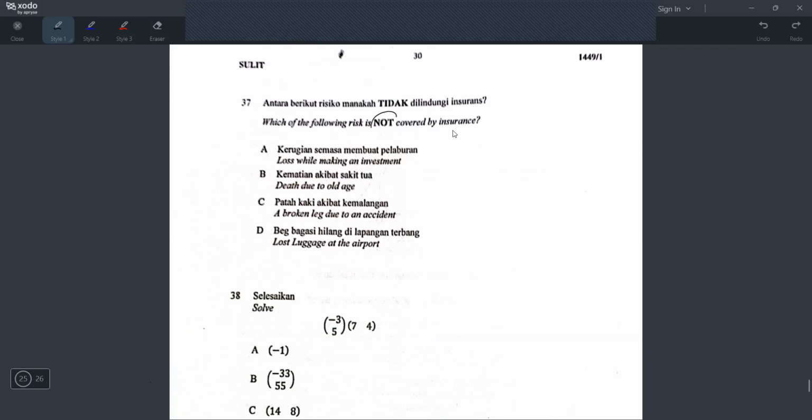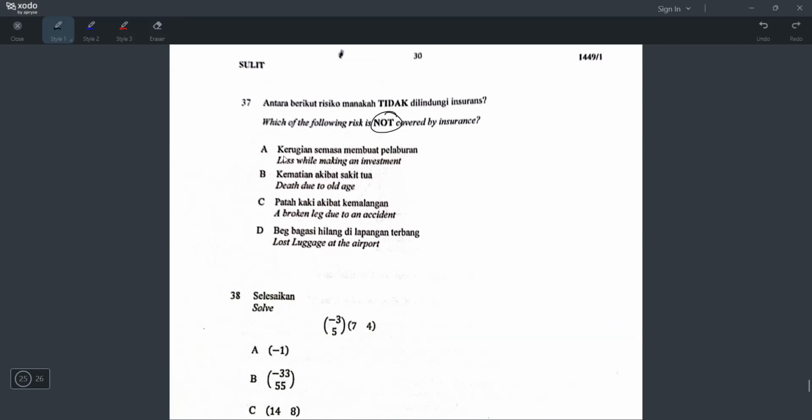37. Which of the following risk is not covered by insurance? So insurance is to protect you. Okay, it's a method of protection, to help you against risk. Okay, but they will help you by giving you some money. Okay, like they help you financially.